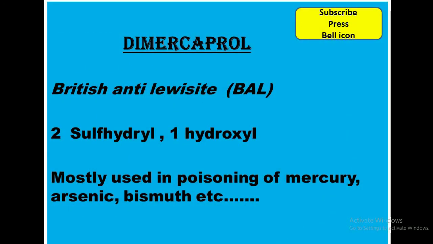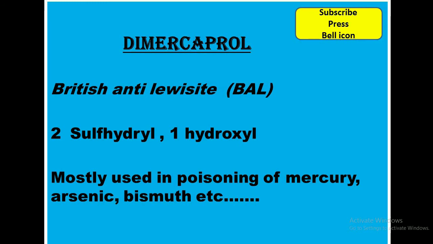Next we learn dimercaprol. So what does this mean? Let me tell you a small story behind this compound. During World War II, the British developed this compound mostly as an antidote to an arsenic gas called lewisite. Lewisite is an arsenical gas. To that, the British developed dimercaprol as an antidote.